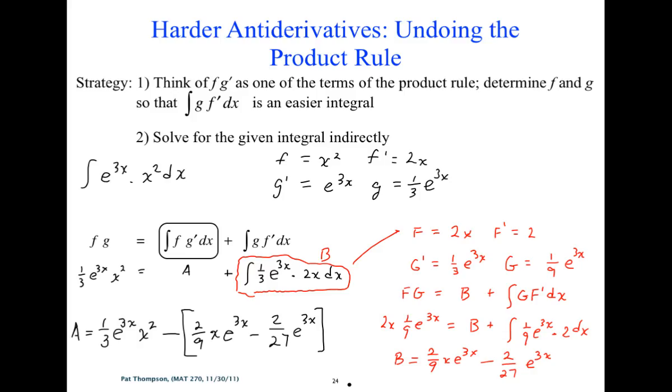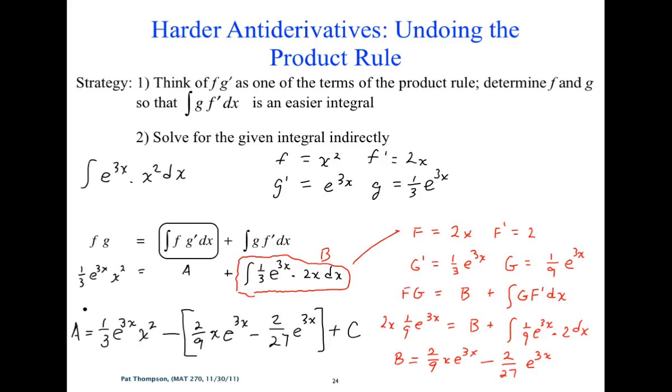And notice my answer has an x to the 0 term, it has an x to the first term, and it has an x squared term, all with e to the 3x's. Since this is an indefinite integral, again, we want all antiderivatives, so we can just add that c at the very end, right? We don't need to add c's along the way. Every time we do an antiderivative, we just add one c at the very end.